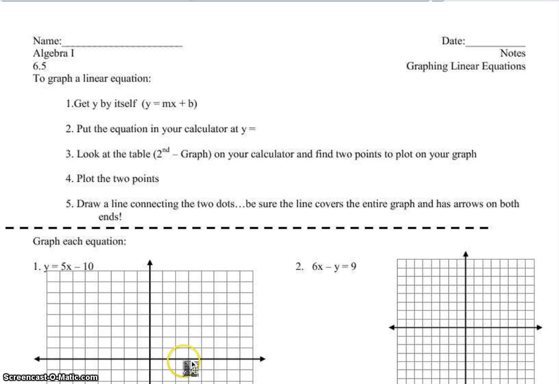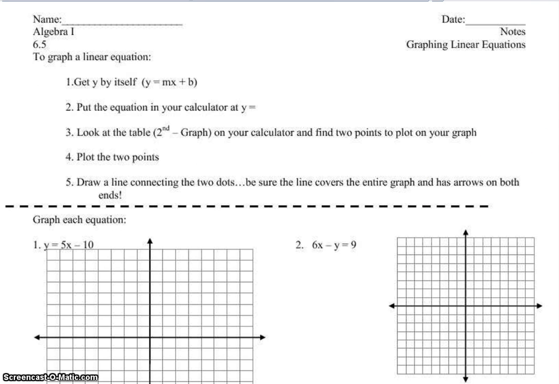Now you want good points, and when I say good points, I mean you don't want decimals if you can keep from it. You don't want big numbers. You want to stay as close to the origin as you can. You're going to plot those 2 points and then draw a line connecting the dots. I will give you rulers to help you do this. Be sure that the line you draw covers the entire graph and that it has arrows on both ends.